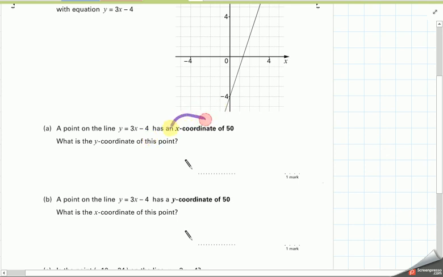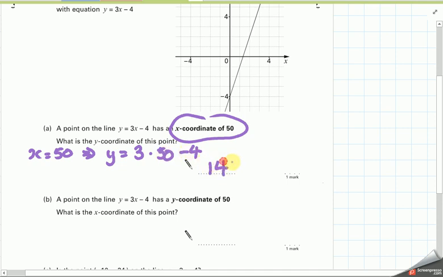Well, I told you the x coordinate. So x equals 50. Put it into the equation. y equals 3 times 50 and subtract 4. 3 fifties is 150 minus 4, 146. That's your y coordinate at that point. You substitute them in.